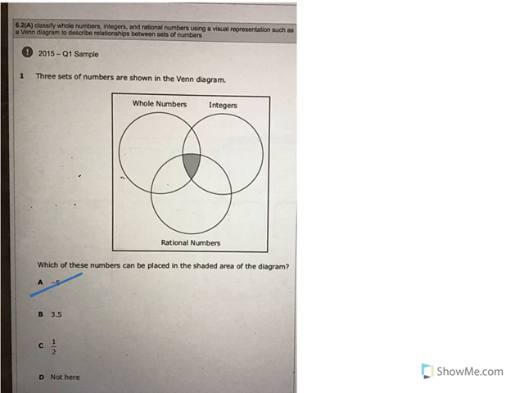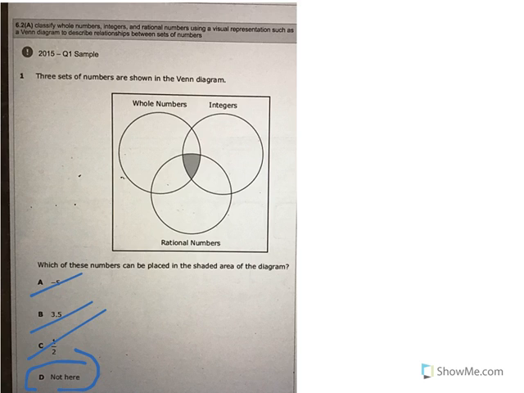What about 3.53 and 5/10? Well, it's a rational number, but it's not even an integer, so it can't be that one. What about 1/2? 1/2 would be rational because it's in the form of A over B, but it's not an integer because integers don't have decimals or fractions, so it's not that one. So which one would classify, what could be in all three classifications? Well, it's none of these, so it's not here.